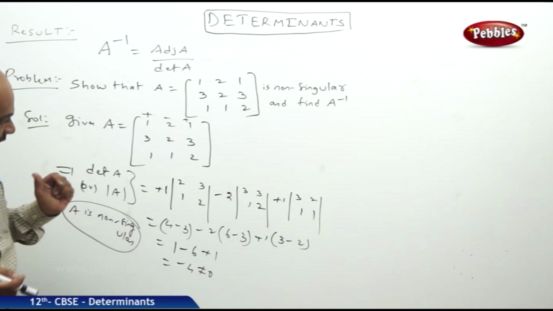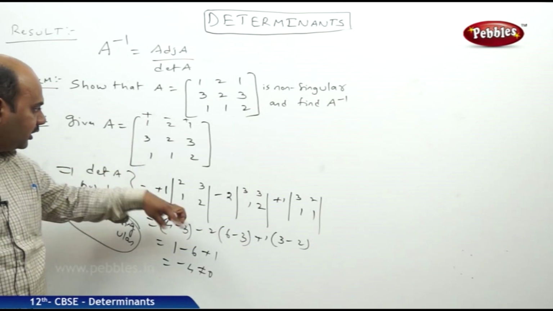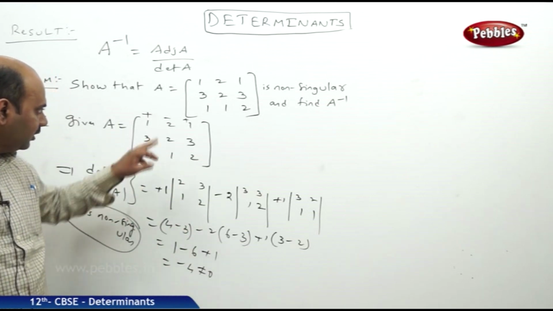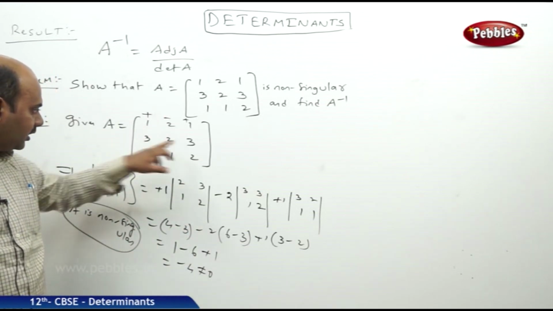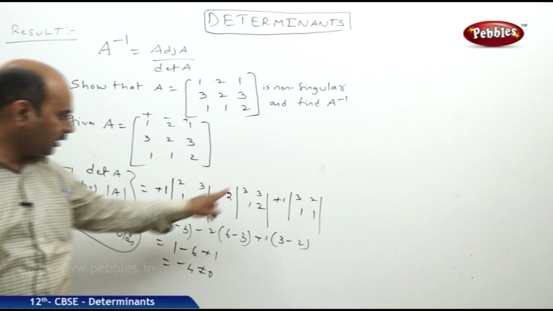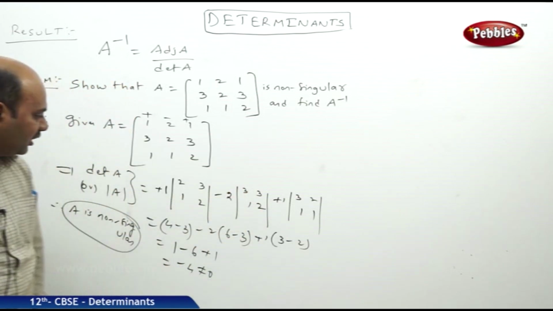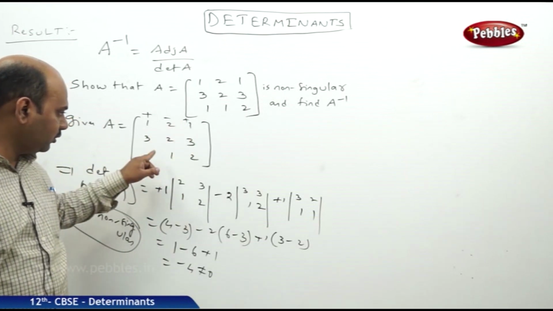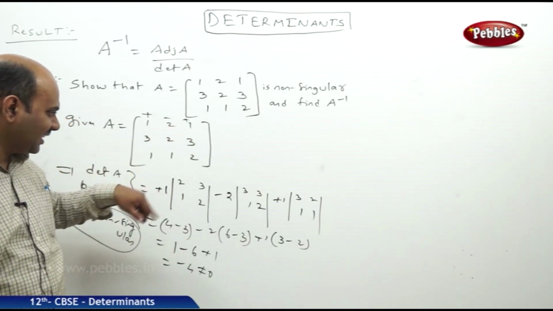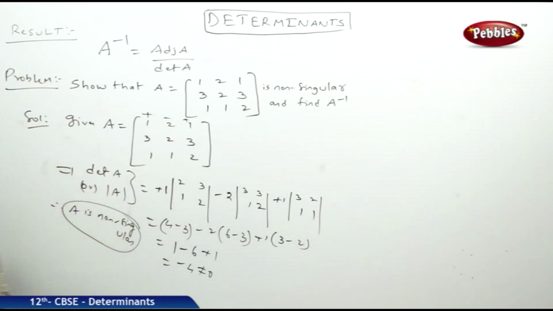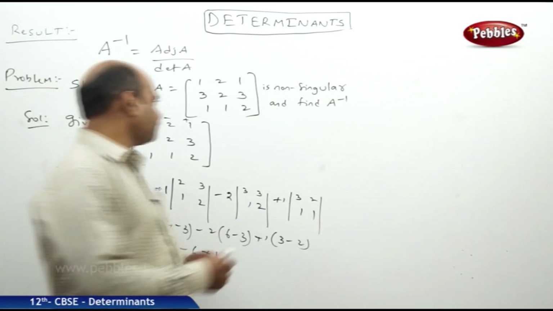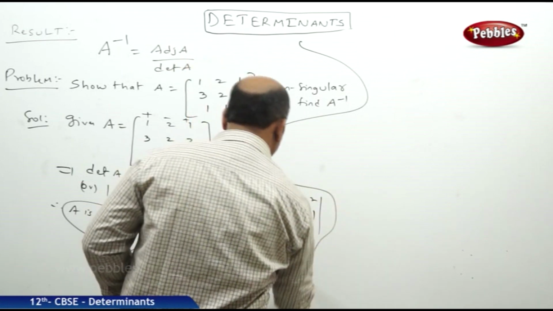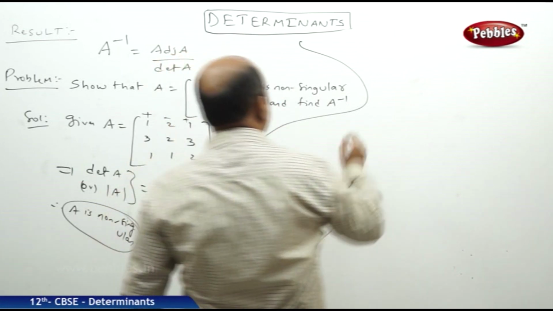So once again I want to verify 1 into its minor. So 2 3 1 2. So 2 2s are 4, 4 minus 3, and minus 2 into its minor 3 3 1 2. So 3 2s are 6, 6 minus 3. So it is minus 6, fine. So 1 into 3 2 1 1, that means 3 minus 2, right? It is minus 4.